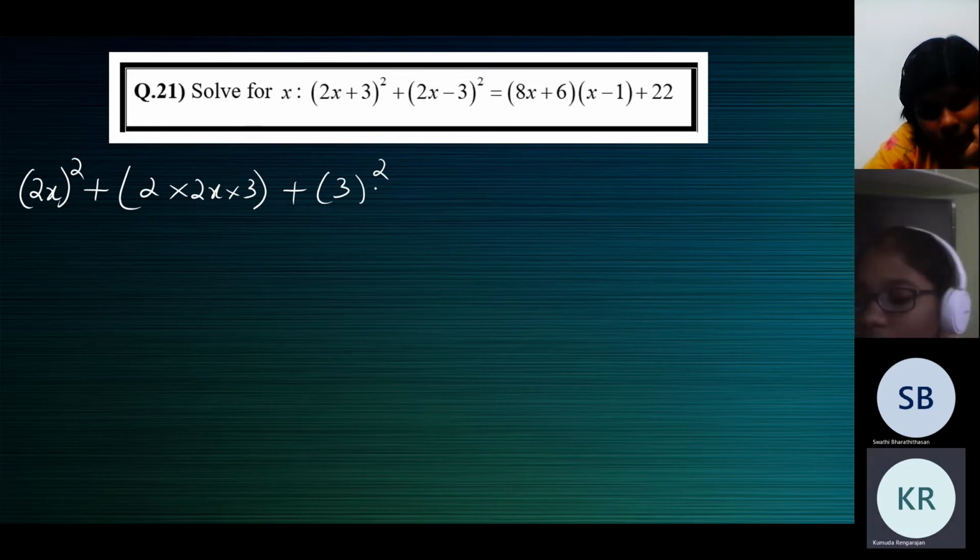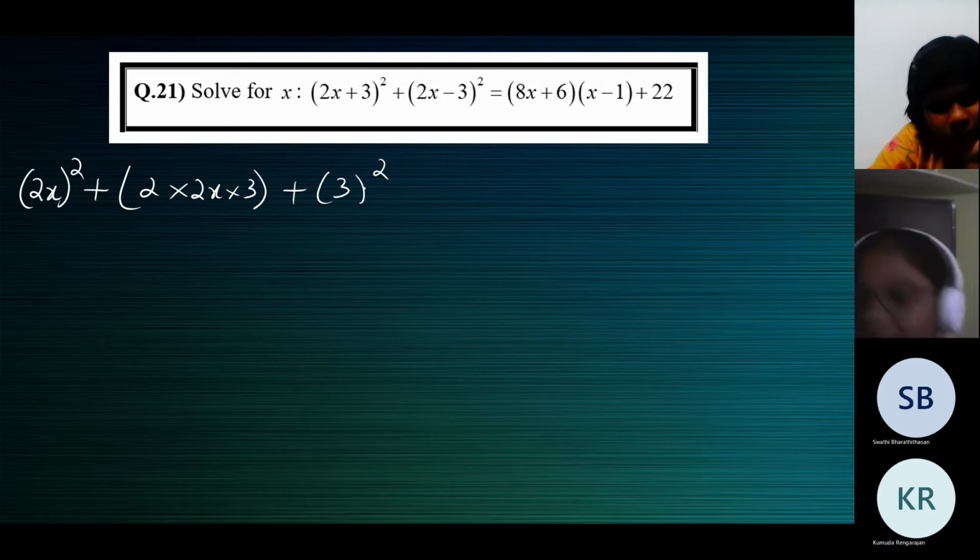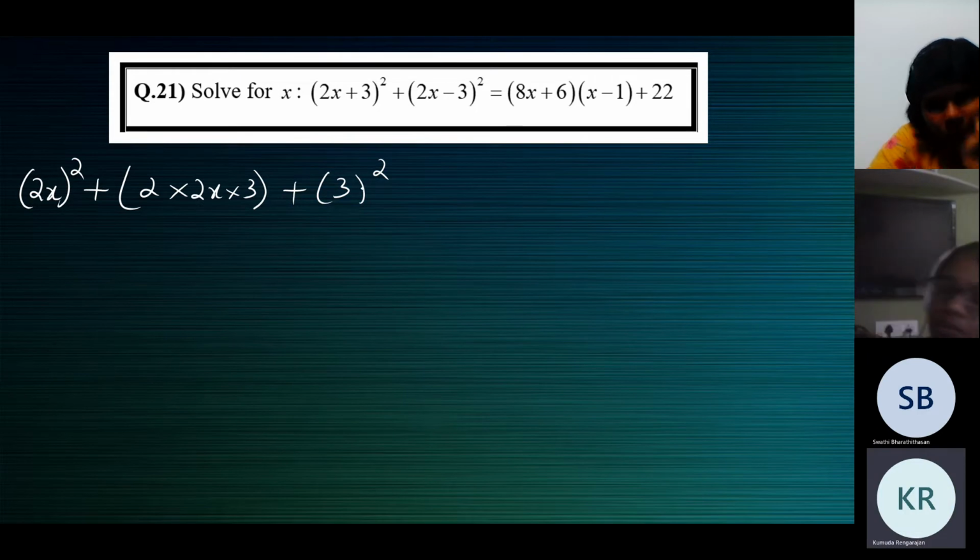For (2x + 3) the whole square, the answer is (2x) the whole square, because it's like (A + B) the whole square. So the answer is A square plus 2AB plus B square. A is 2x, so (2x) the whole square plus 2AB. A is 2x, B is 3. So 2 into 2x into 3 plus 3 the whole square.